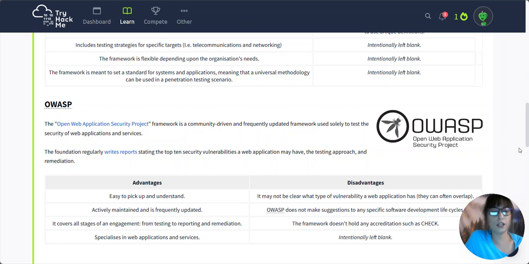2, it is actively maintained and is frequently updated. 3, it covers all stages of engagement, from testing to reporting and remediation. And 4, it specializes in web applications and services.